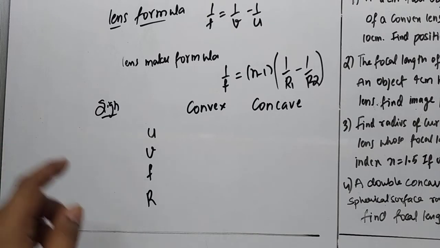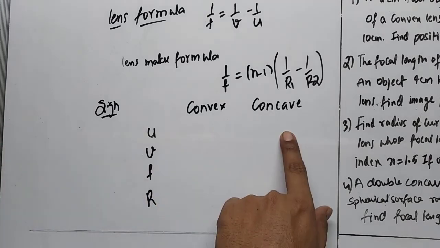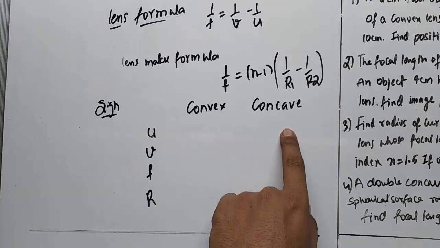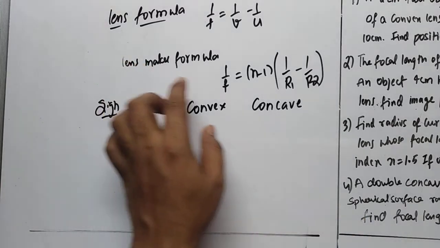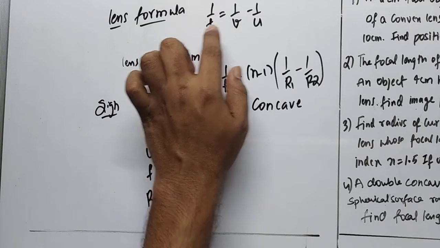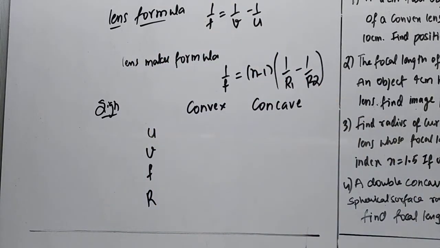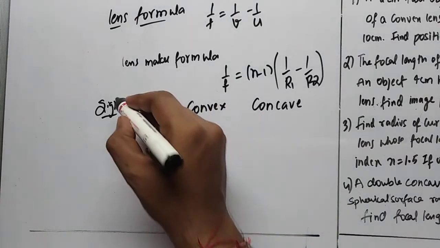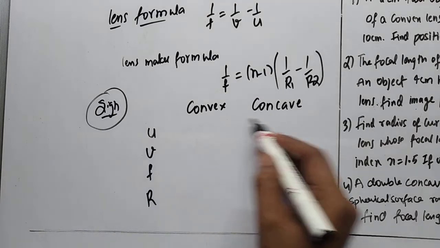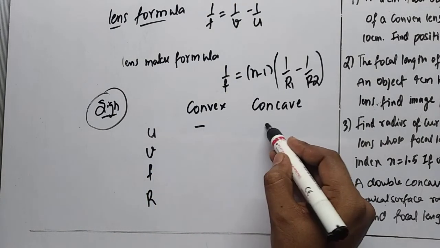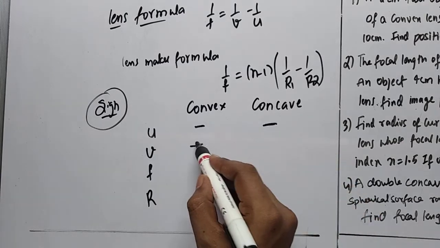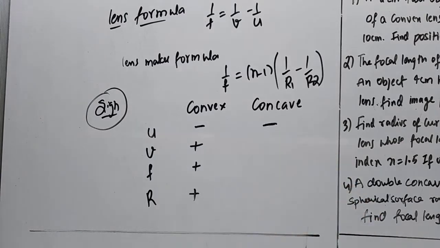So here we'll apply the sign convention rules on the convex and concave lens. Applying the sign convention rules, we'll get some values. In the lens formula, we have the parameters f, u, v. Out of these three parameters, in the questions any two will be given and we have to find the remaining one. If I apply the sign convention rules on the convex lens, we find that the u value is always negative. In convex, the v value, f value and r value will be positive.